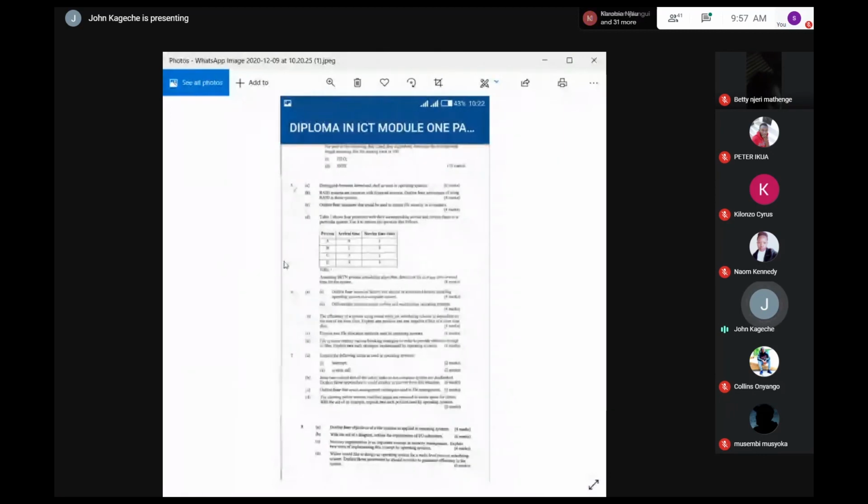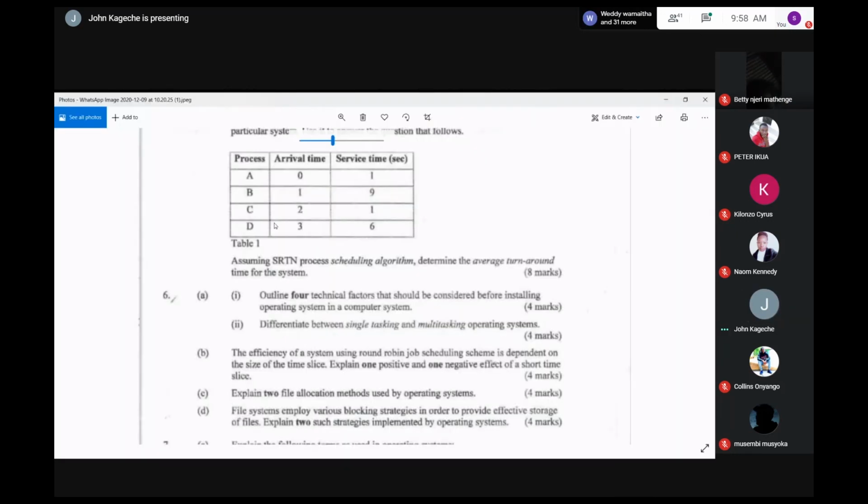So you'll allow me to keep you waiting a little. I open a Word document and see whether we can be able to draw it. Or I could explain. So what you're supposed to do is that you're supposed to have these processes the way they are, and then followed by service time. Service time in the shortest remaining time next. Let me see whether I'll be able to get my notes somewhere, and then I'll be able to explain it much better.